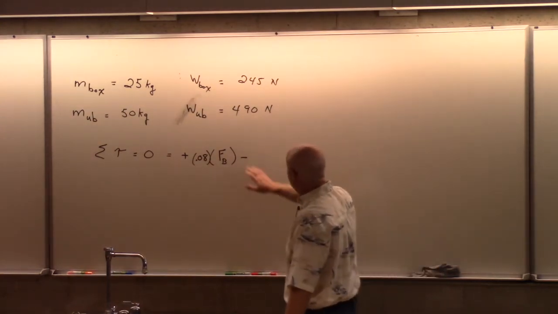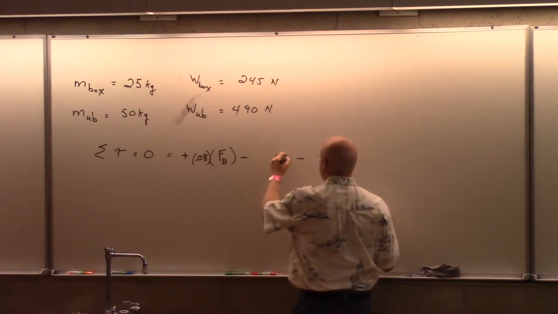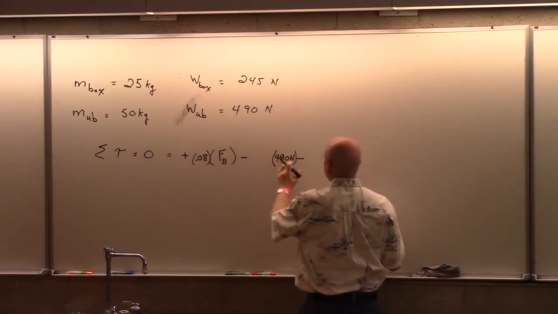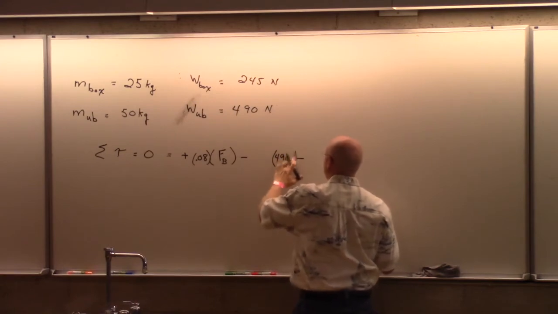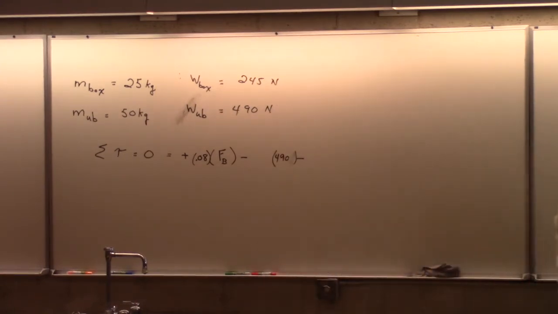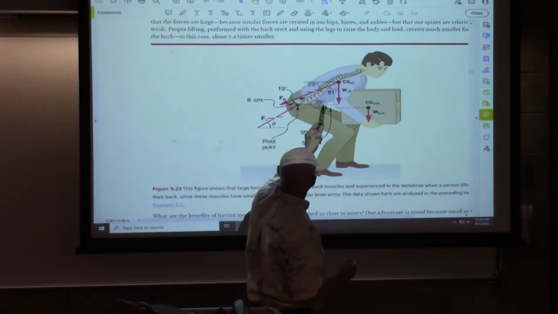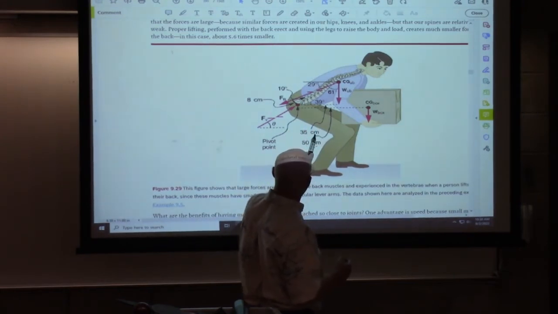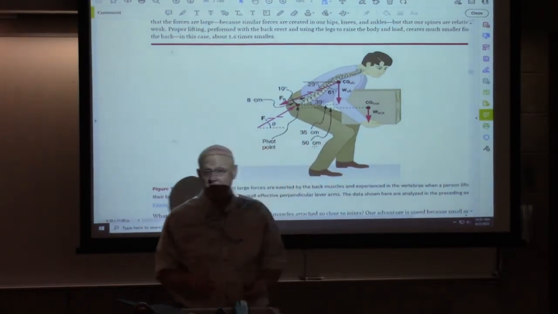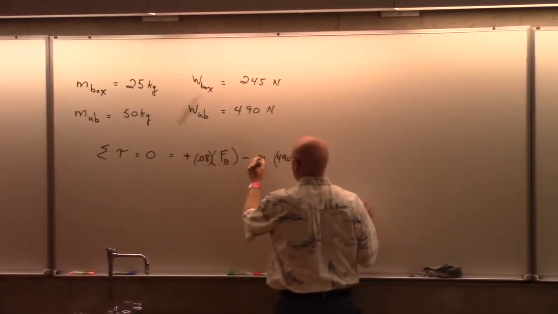Why don't I do the upper body first? The upper body is 490 newtons. Oh, I said I was going to pass on the units for the moment. Okay, so 490. I need to come to the picture to get the distance. They did show that for this individual, this perpendicular distance, looks like they're pointing right here and saying it's 35 centimeters. So I'll put 0.35.